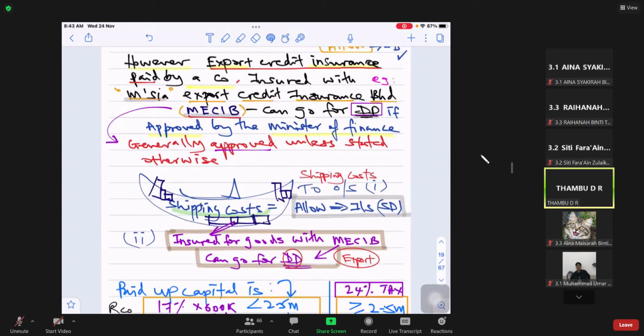So in simple terms, any ship, this is the ship. This is the shipping cost. Shipping cost, in short, for goods with MECIB. What is MECIB? Malaysian Export Credit Insurance. Can go for double deduction for export. Habis.